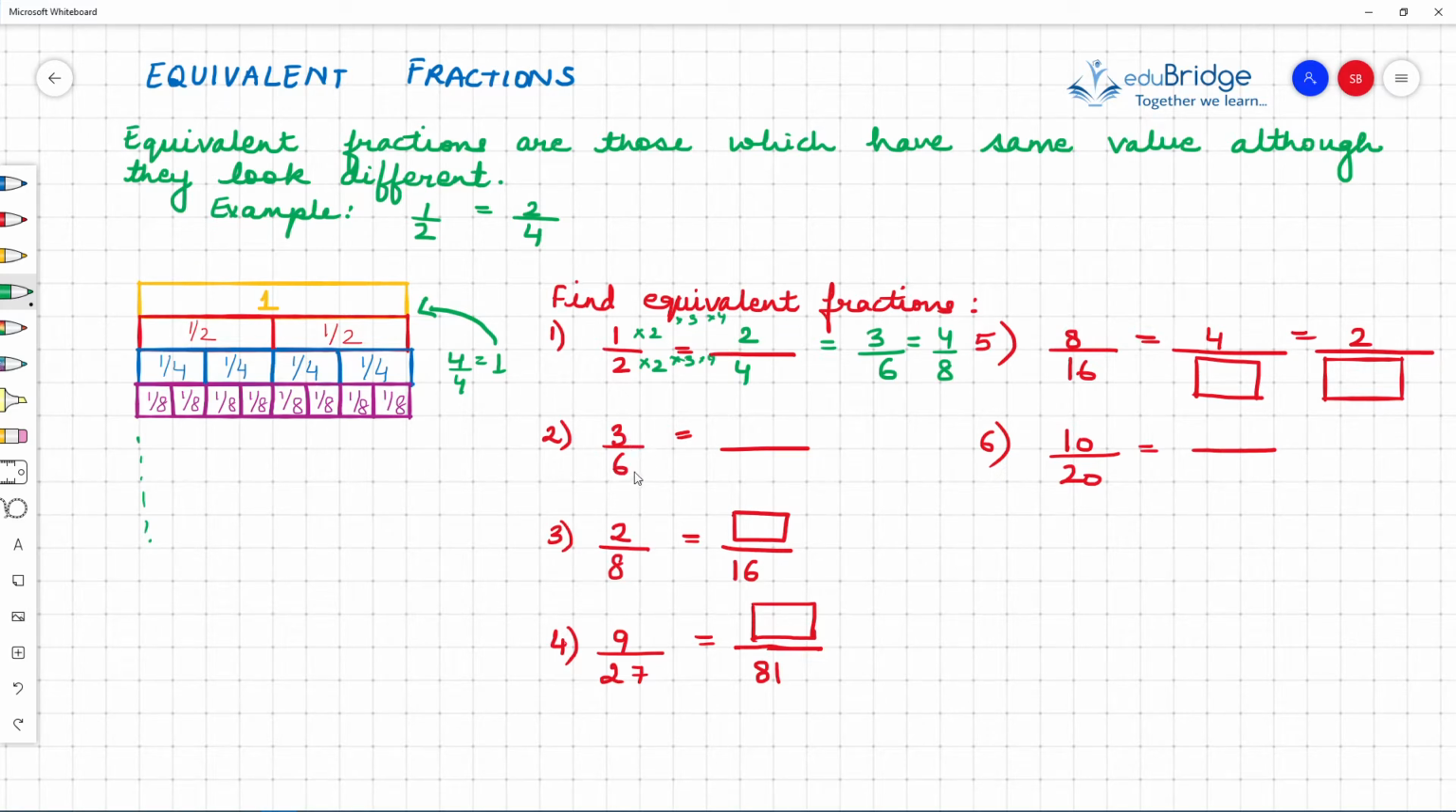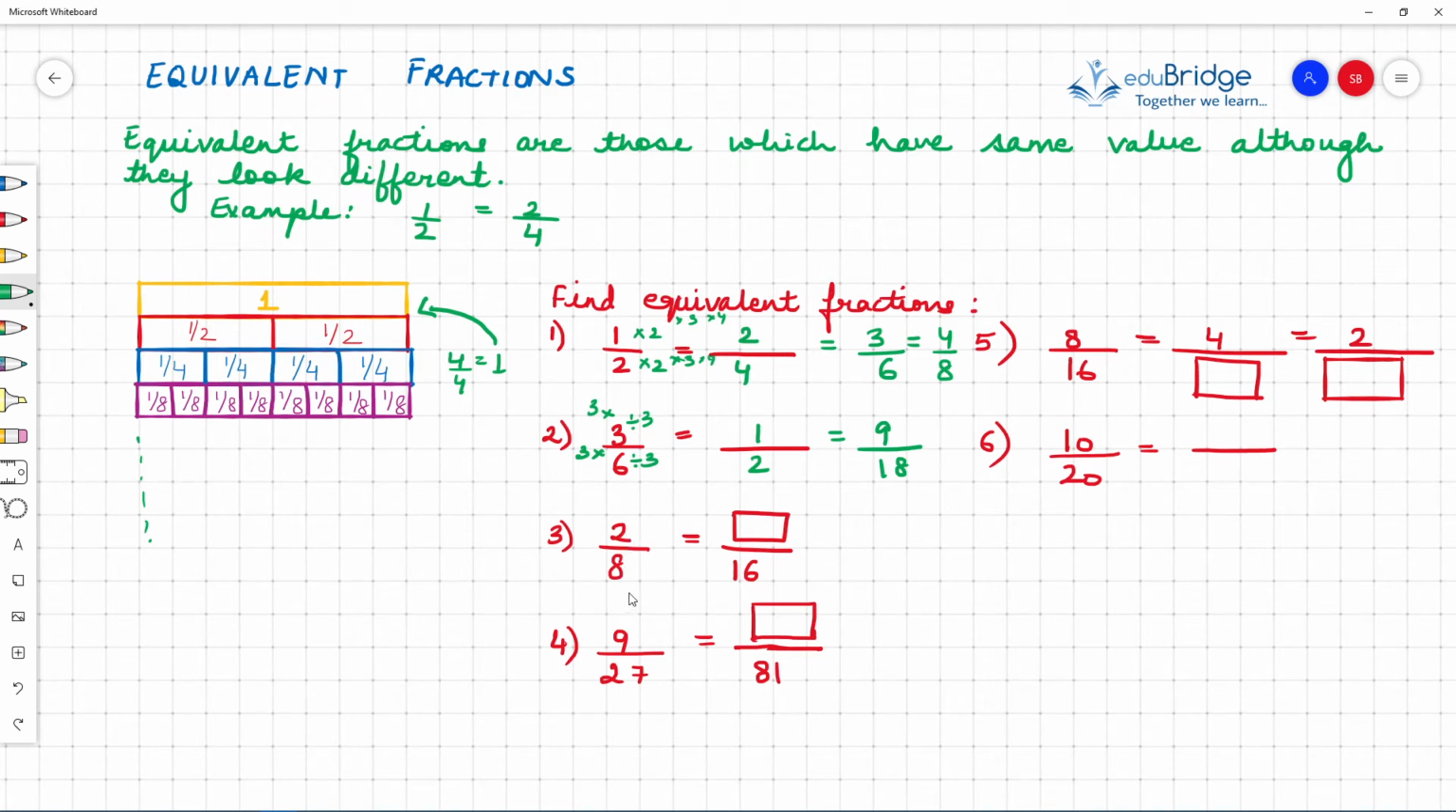We have 3 by 6. So can I write 3 by 6 as 1 by 2? Yes, because what I did now is divide both of them by 3. In the first example, I was multiplying. Now I divided, so I get 1 by 2. Instead of dividing, I can also multiply. So 3 times 3 will be 9 and 6 times 3 will be 18, which is also 1 by 2, which is also 3 by 6.